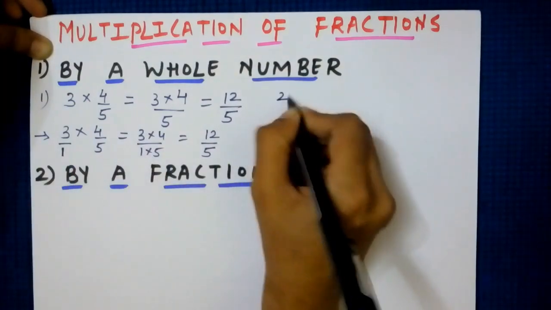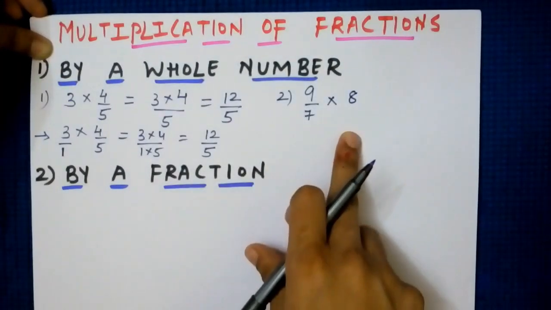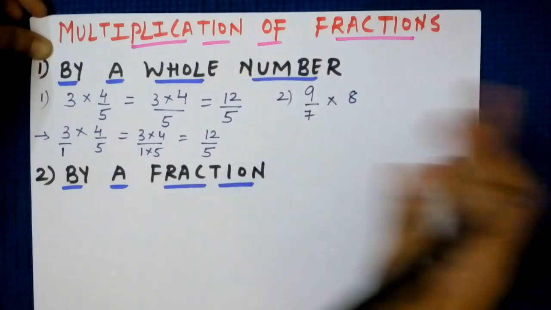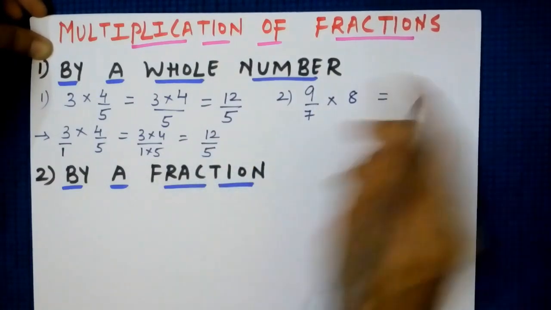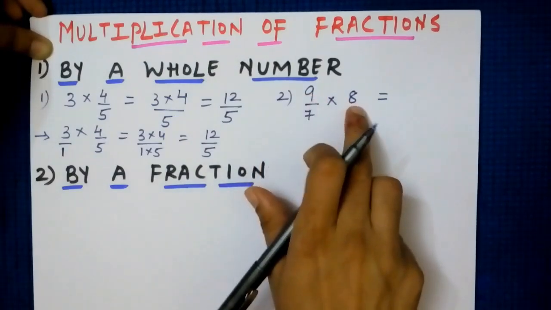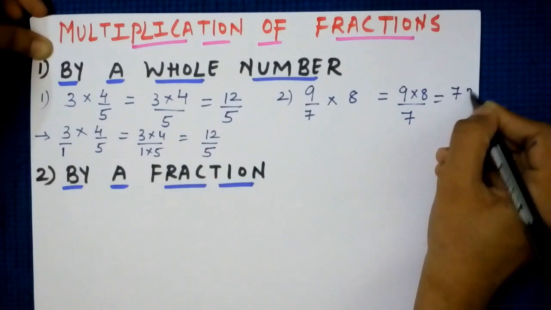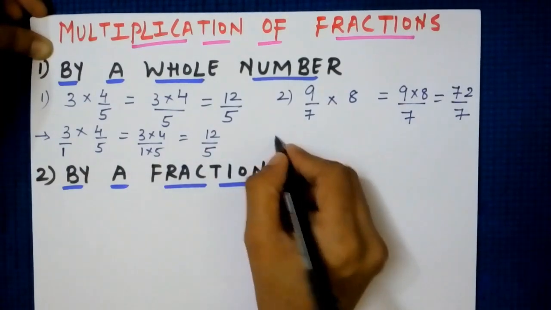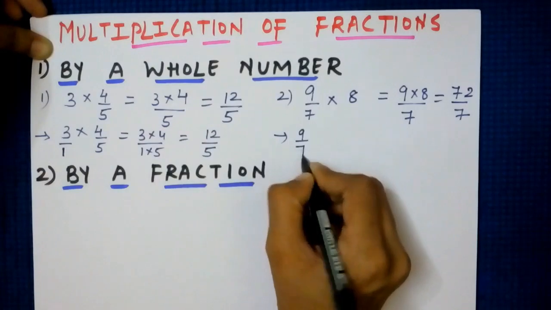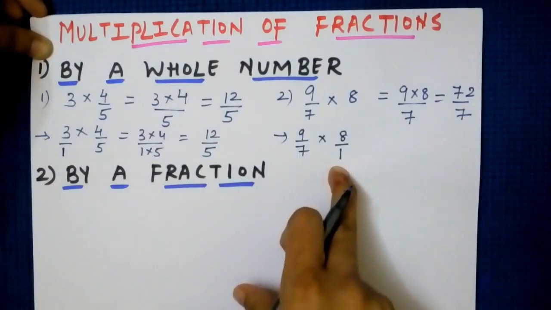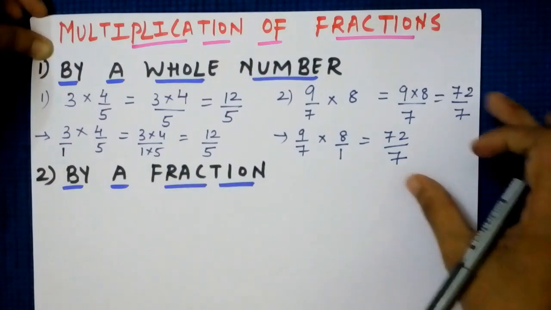Let us take one example. For example, I am taking 9 upon 7 into 8. Now as you can see here, 8 is a whole number and it is given on the right side, and here a fraction is given. The procedure is the same. So how will we do it? First of all, as I told you, we need to multiply this numerator with this number 8, the whole number. So 9 into 8 upon 7. So 9 eights will give you 72 upon 7. This is your answer. Again I am telling, if you are getting confused, you can take upon 1 as we have done over here. So 9 upon 7 into 8 upon 1. You can take 1 in the denominator. So 9 eights are 72 and here 7 ones are 7. So both ways the answer is the same.